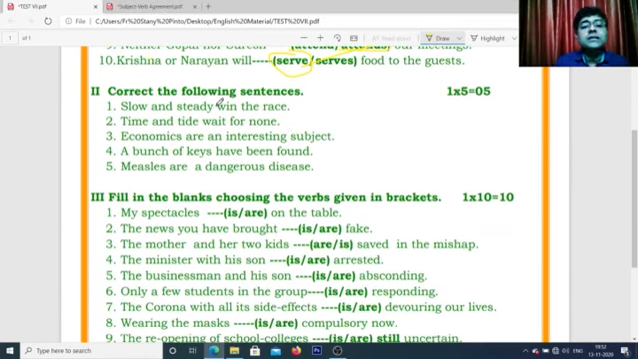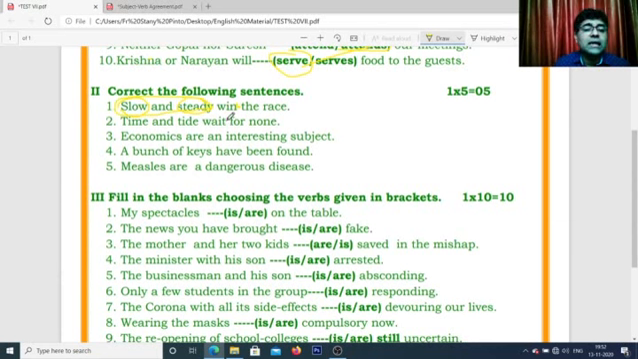Correct the following. Let's see what is the mistake here. I may not be able to write, but I will say it and you should read. Slow and steady win the race. What is that? Here there are two things connected by "and". By rule it should have been plural, but here I think it should be "wins". Slow and steady wins the race because the idea is only one. Okay, slow and steady wins the race.